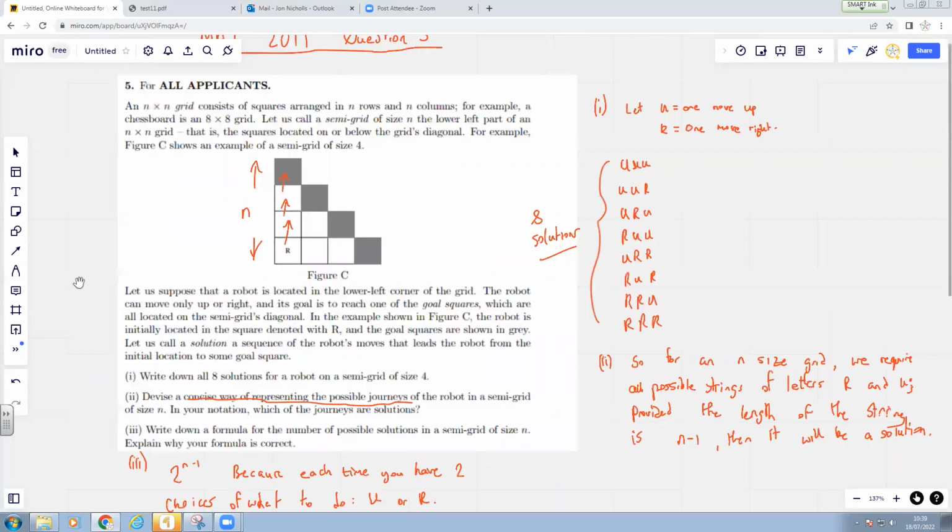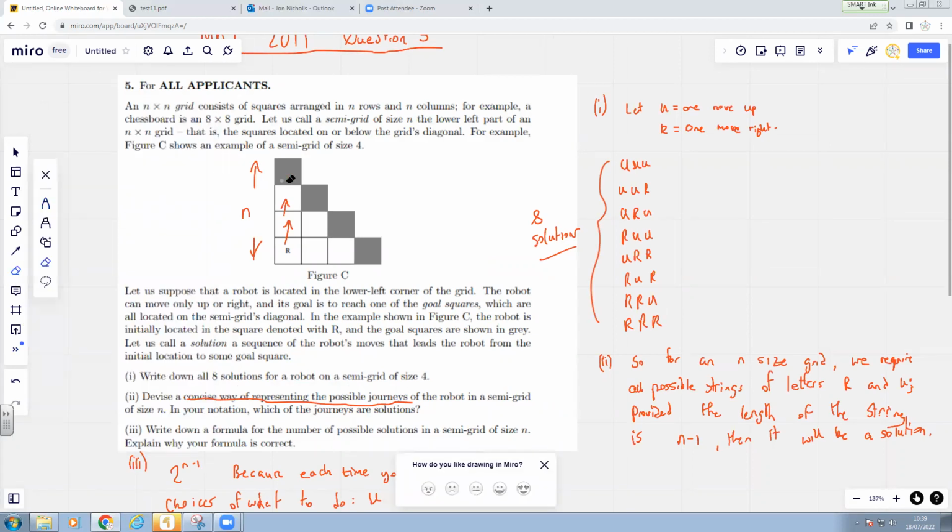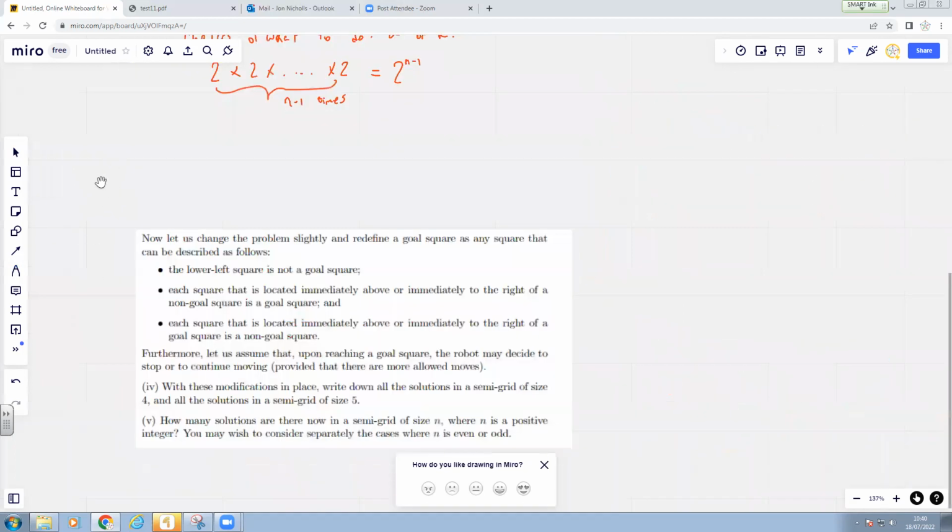Well, let's just talk about what a goal square is now before we go any further. What I'll need to do is just rub off some of the stuff I've got on here. Under their definition, they said this wasn't a goal square, but anything up and to the right will be a goal square. So that will be a goal square now, and that will be a goal square. But anything up and to the right of goal squares is non-goal squares. So you end up with just diagonals on each even number, if you see what I mean. If we call the diagonal rows 1 and 3, they'll be non-goal squares, but 2 and 4 will be goal squares. And that's how our goal squares are going to work now under that description.